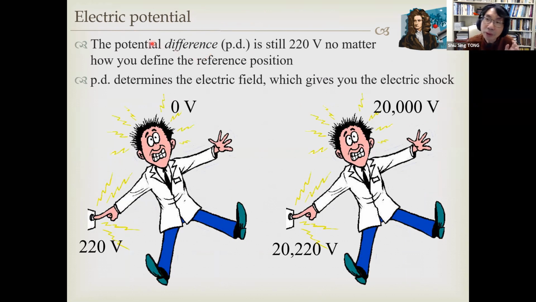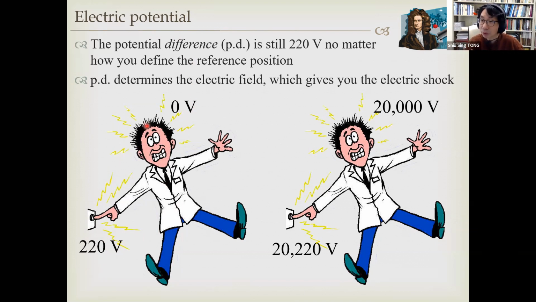For example, consider electric potential instead of gravitational potential energy. Everybody knows the mains supply in Hong Kong has an electric potential of 220 volts, right? If you put your finger to the socket, you will get an electric shock. Because your body has essentially zero potential, and the mains supply has a potential of 220 volts. So the difference in potential between the mains supply and your body will drive the current.